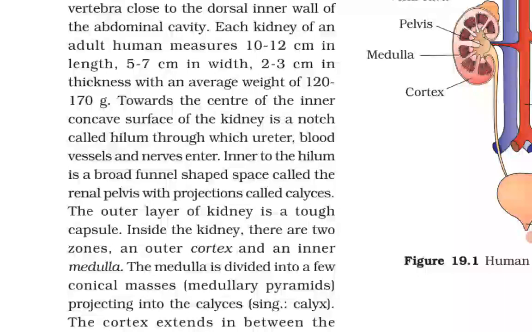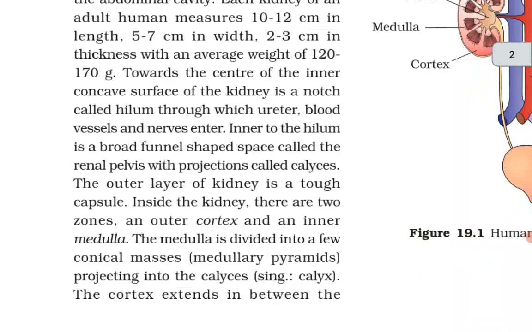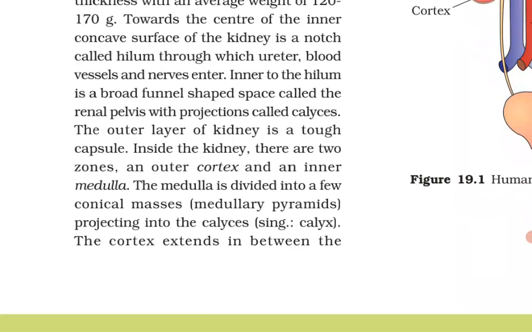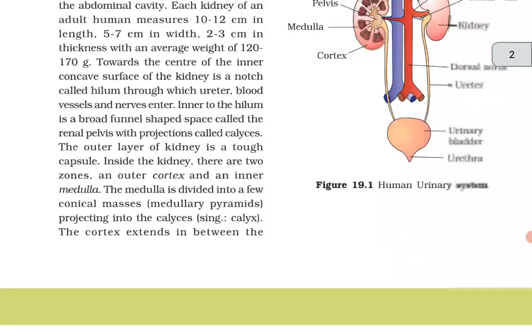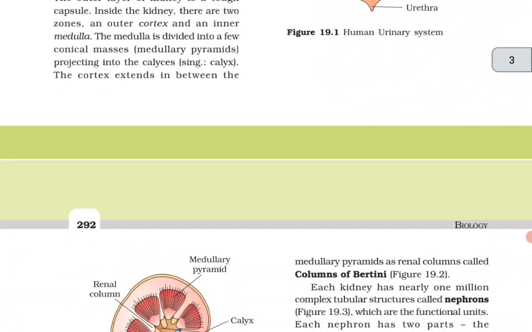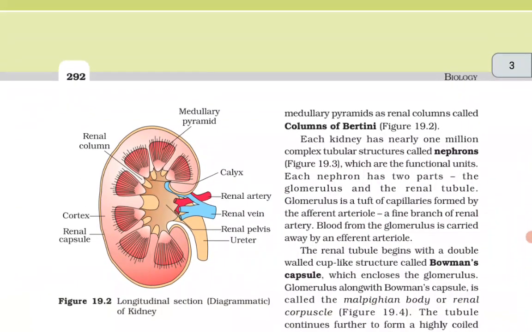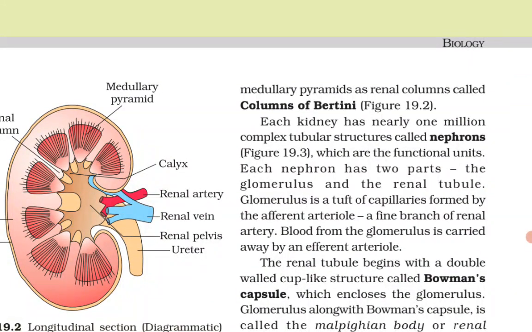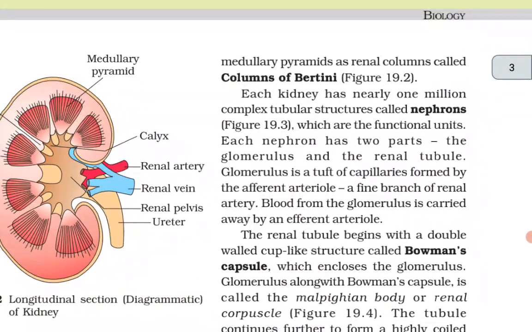Inside the kidney there are two zones, an outer cortex and inner medulla. The medulla is divided into a few conical masses, medullary pyramids, projecting into the calyces. The cortex extends in between the medullary pyramids as renal columns called columns of Bertini. Each kidney has nearly 1 million complex tubular structures called nephrons, which are the functional units.